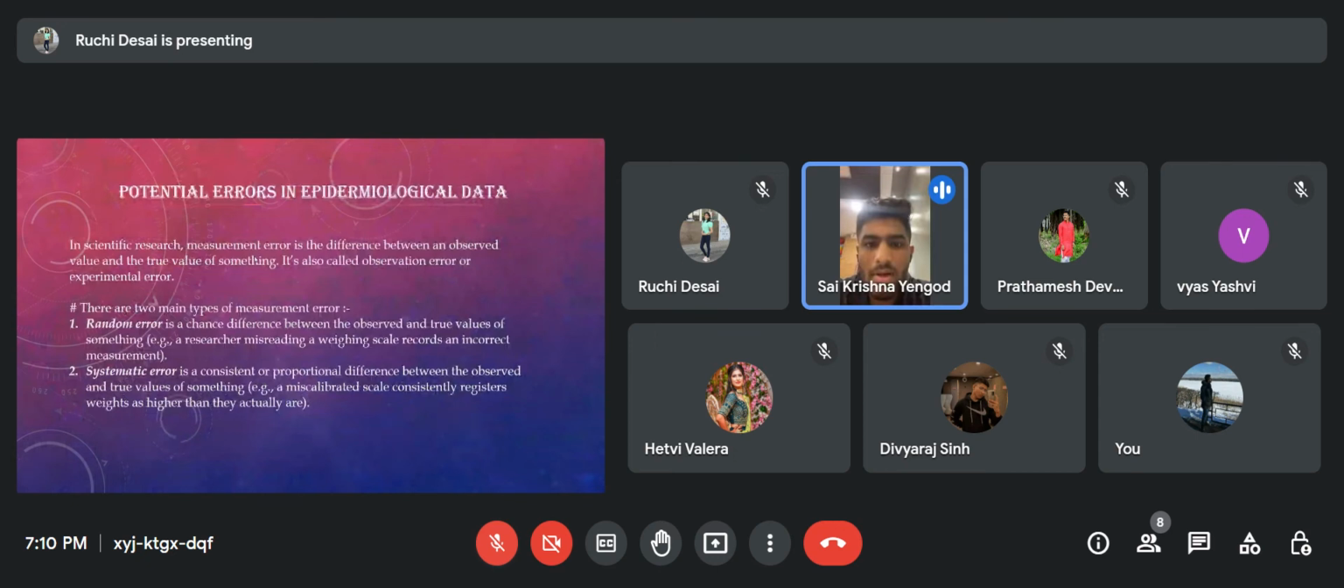Potential errors in epidemiological data. In scientific research, measurement error is a difference between an observed value and the true value of something. It's also called observation error or experimental error. There are two main types of measurement errors.